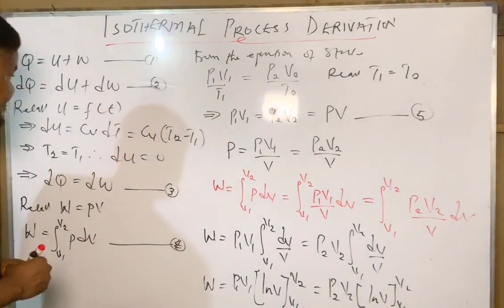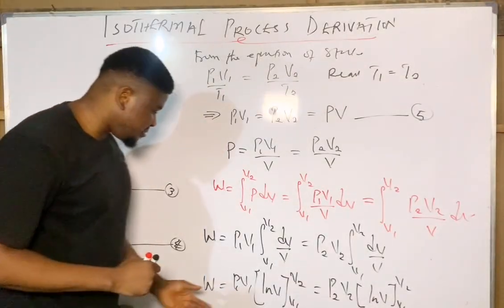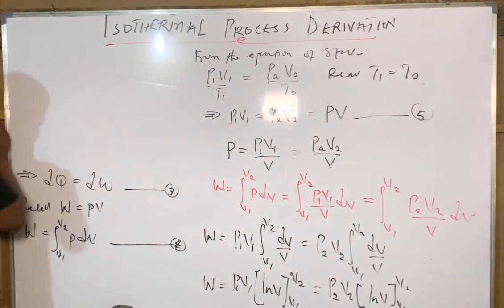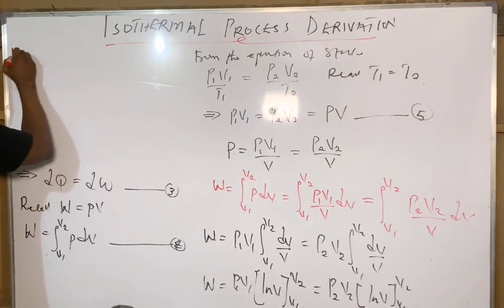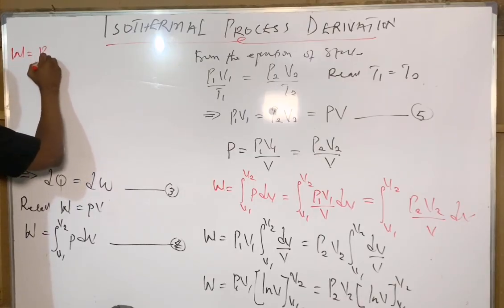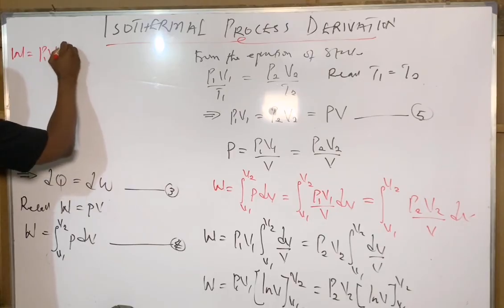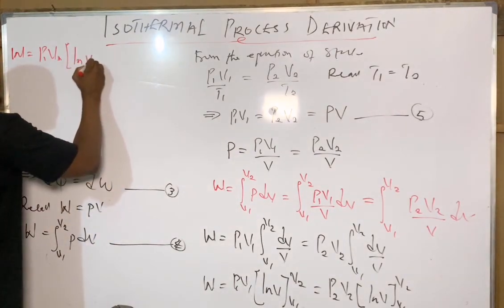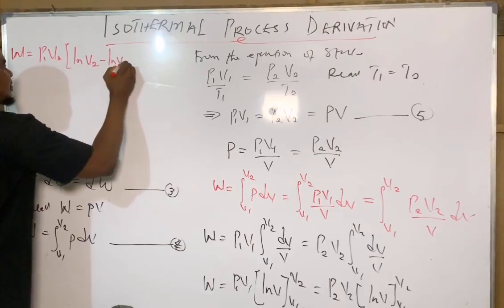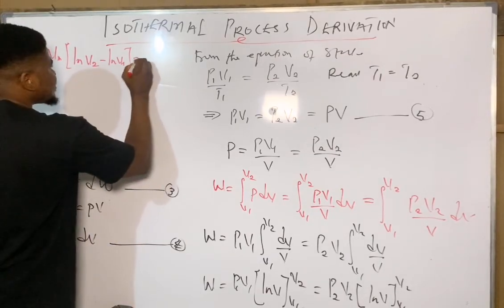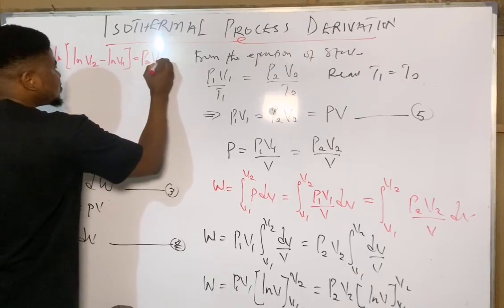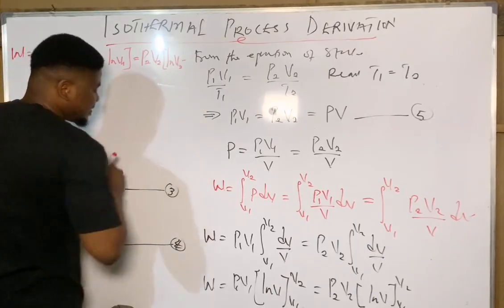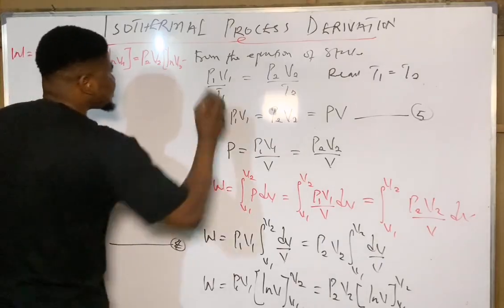So we have this. Now let's plug in the limits of integration. Work done is now equal to P1 V1 times upper limit minus lower limit, so that becomes ln V2 minus ln V1, same as P2 V2 times ln V2 minus ln V1.